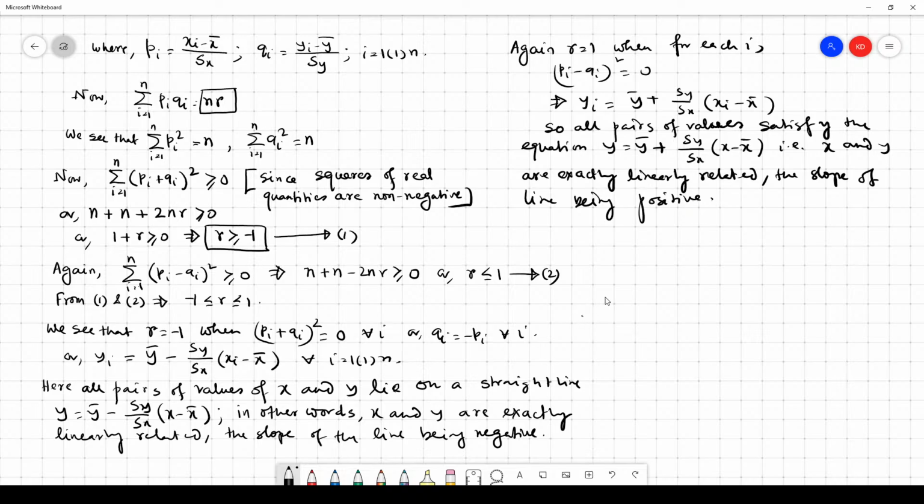We can prove this property number 4, that r lies between minus 1 and 1, in an alternative way, that is, we can use the Cauchy-Schwarz inequality, the CS inequality. Do you know the CS inequality or not? Please tell me. Have you heard the name CS inequality? No problem. If not, then I will state it first, then prove this property.